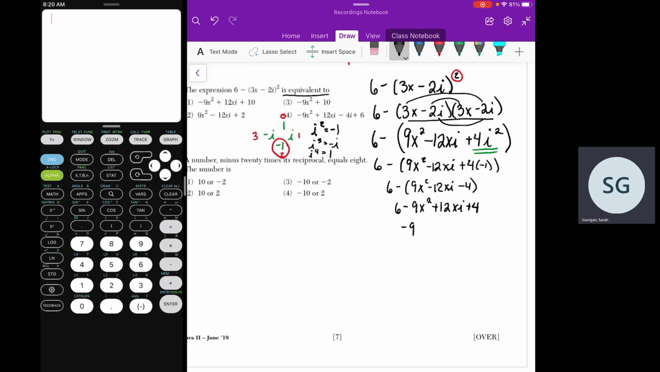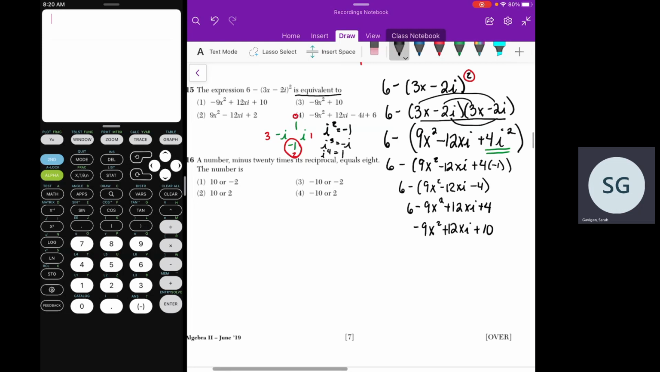And I'll have negative 9x squared plus 12xi plus 10. And looking carefully, that is choice 1. Okay, 16 is a built-in word problem that mixes in with another type of question we've done this year.